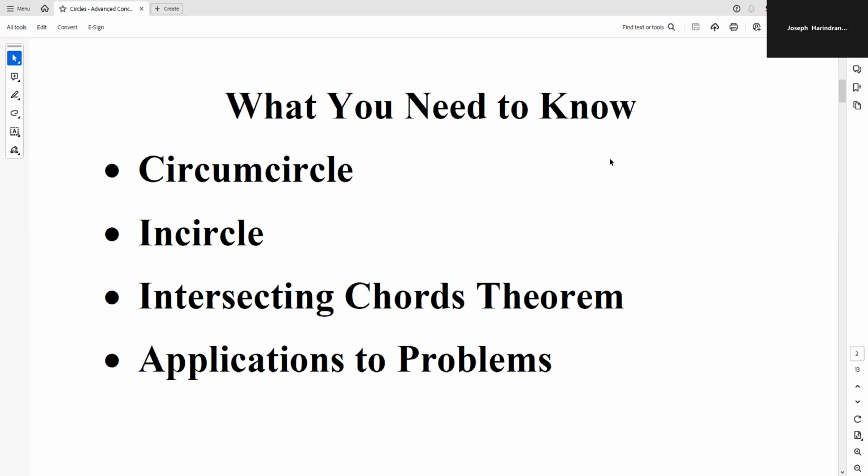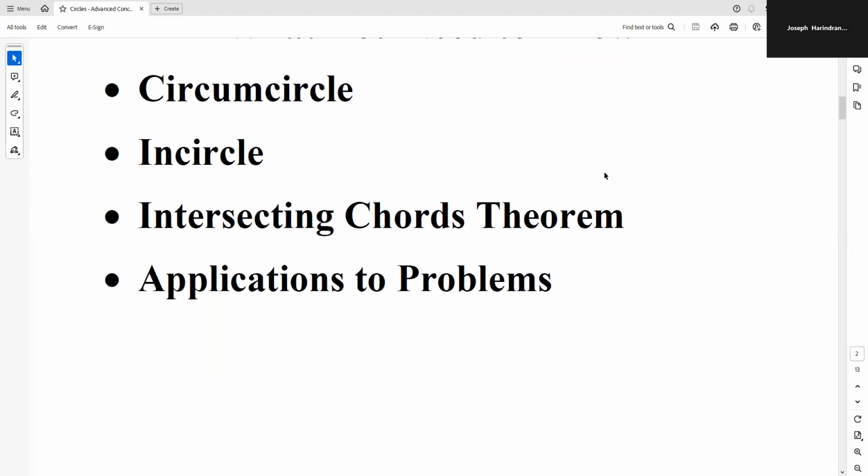What you need to know. In this video, we're going to cover what is a circumcircle, an incircle, and the intersecting chords theorem, and the application of these concepts to problems. We are going to see two hard challenge questions. We'll provide you the hints for the solutions for these problems after covering these concepts.